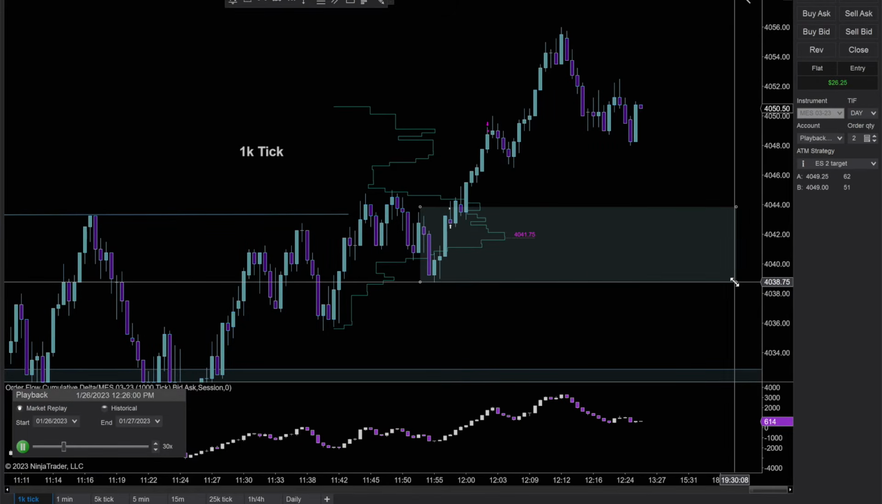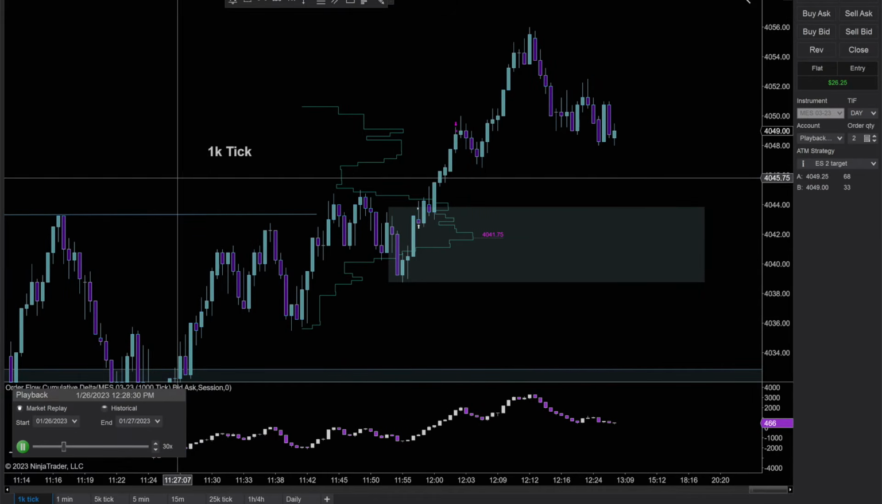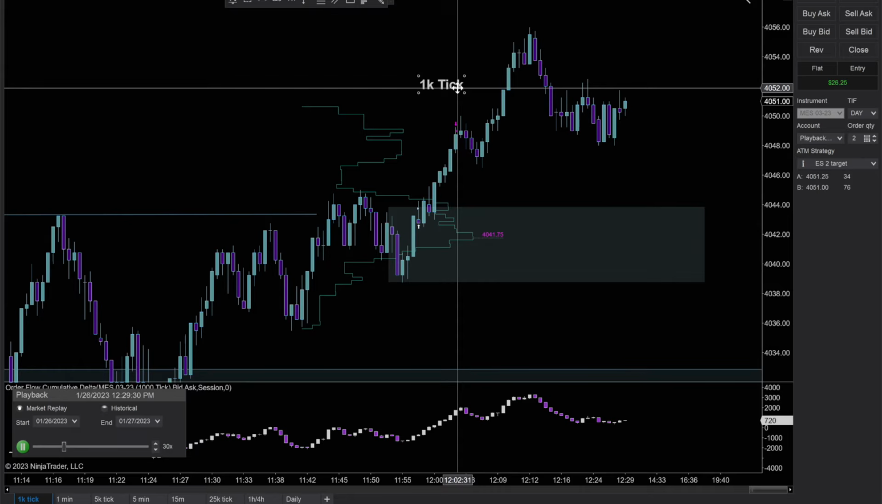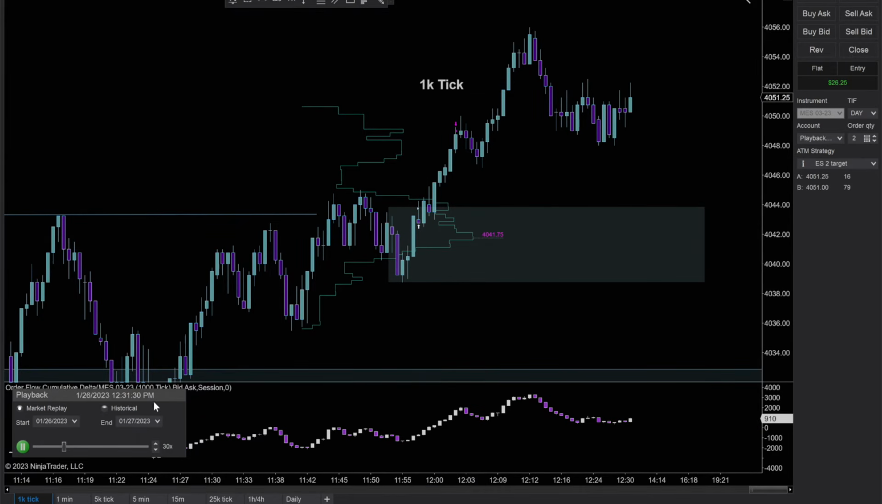Just extended this out here. And now we're just waiting for price. This is the 1K tick chart, smallest time frame, to come into this area and give us a break of structure.